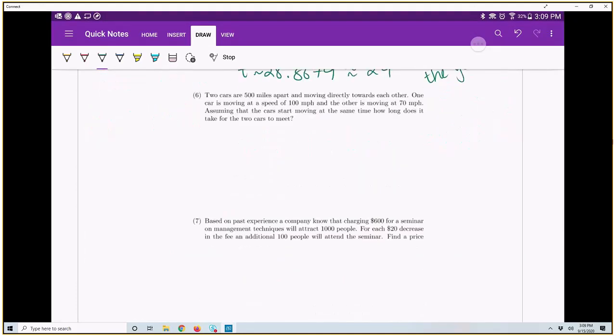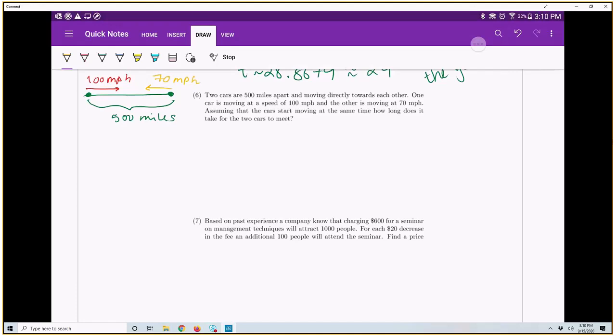Okay, here's another type of question we can solve. Two cars are 500 miles apart. So here's a car, here's a car. This distance is 500 miles. And it says that they're moving directly toward each other. One car is moving at a speed of 100 miles per hour. So one car, 100 miles per hour, and the other car is moving at a speed of 70 miles per hour. So the other car, 70 miles per hour.